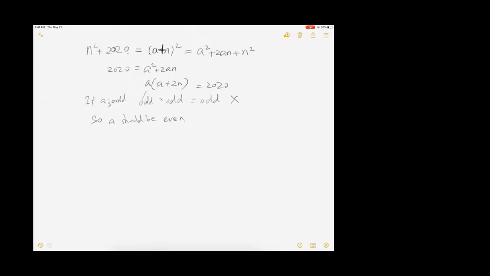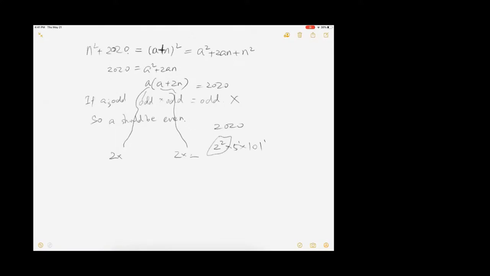So if you factorize 2020, you get 2 squared times 5 times 101. So you want to make sure that a and a plus 2n both have a 2. Very good. So a will be 2 times something, and a plus 2n will be 2 times something. Okay? So you put these 2s on each side.